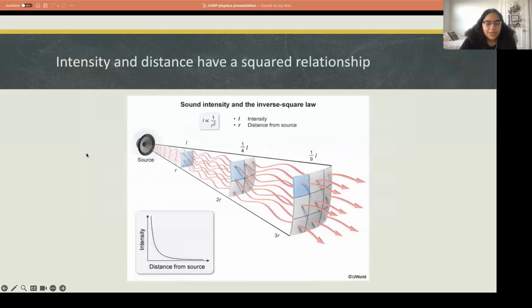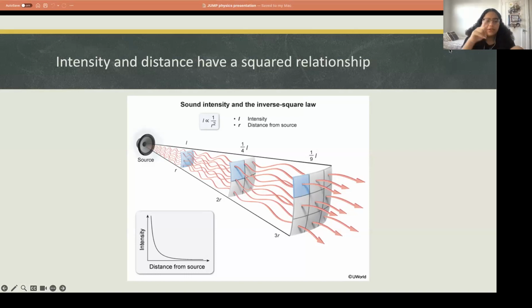And so as we saw, the intensity unit was in watts per meter squared. And this is how intensity and distance work. They have an inverse squared relationship. As you see there, I is proportional to 1 over r squared. So as your distance increases, your intensity is going to decrease by the square of that. If you double the distance, if you go from r to 2r, your intensity is going to be a quarter.